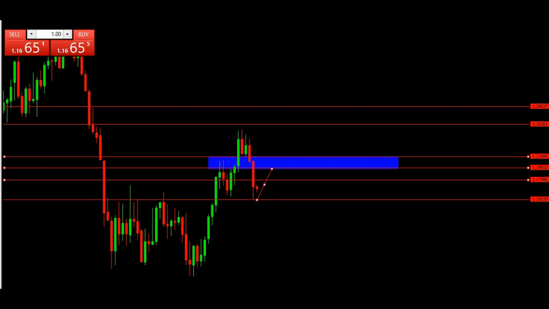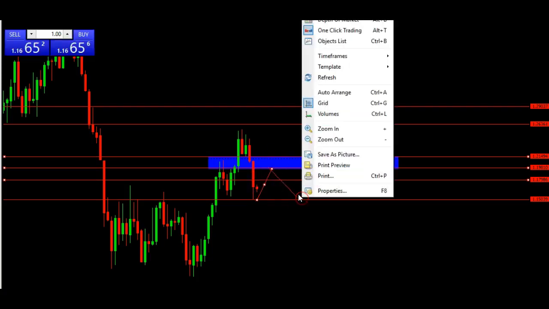So our goal for this month is to get this monthly high up here, in which we're going to sell from this zone to this zone, and it should come back.